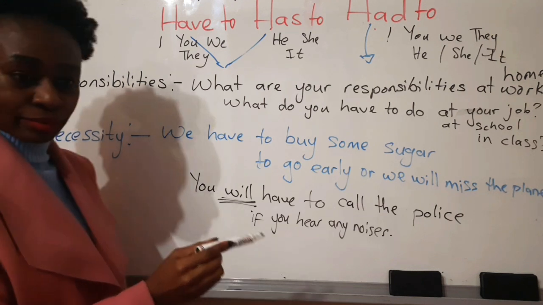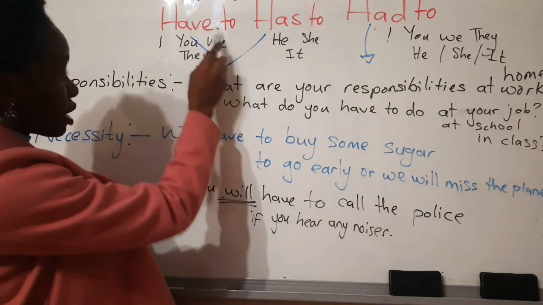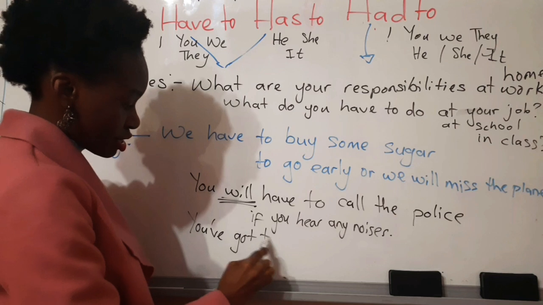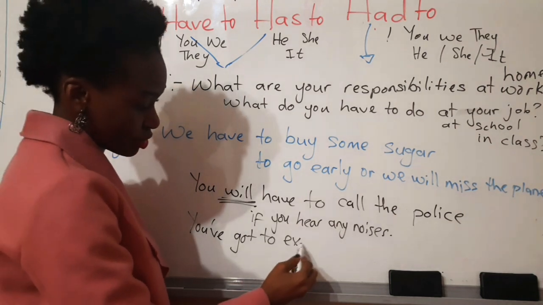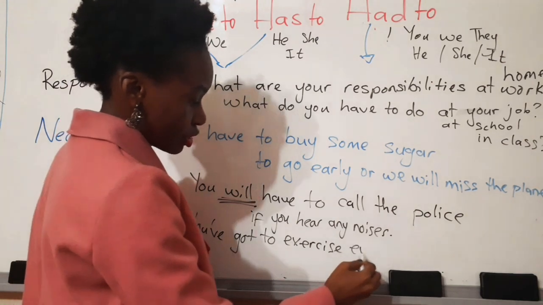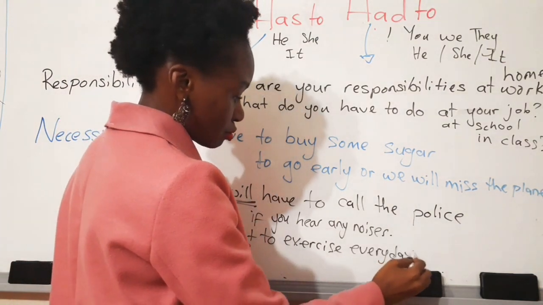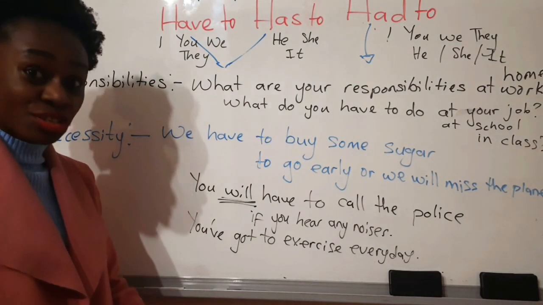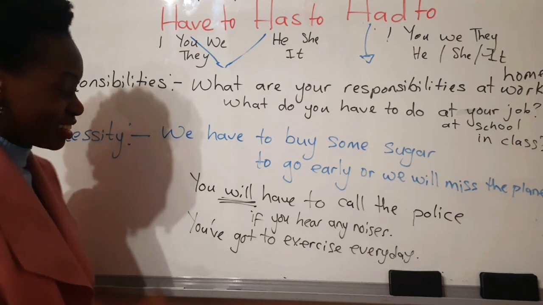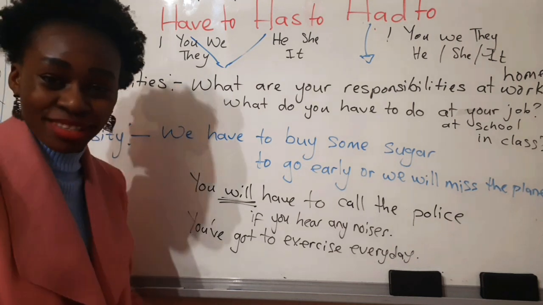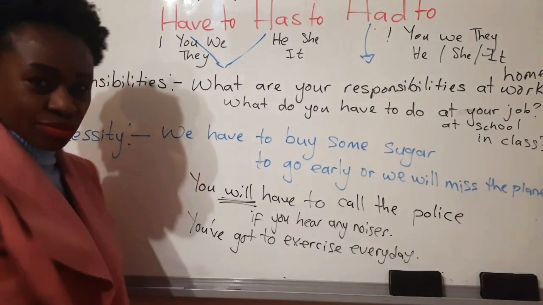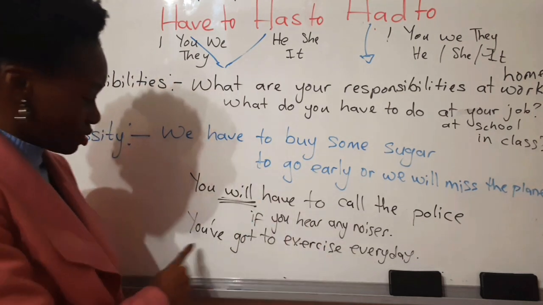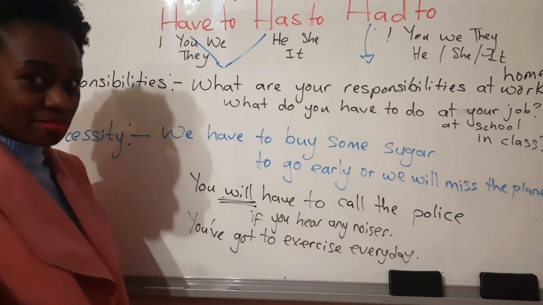Or we can say, for have to, you've got to. You've got to exercise every day. So you've got to exercise every day to be healthy. You've got to do something that helps you learn English. For example, watch movies every day. So you've got to watch movies every day. You've got to wake up early. You've got to sleep early. So you've got to exercise every day, for example.